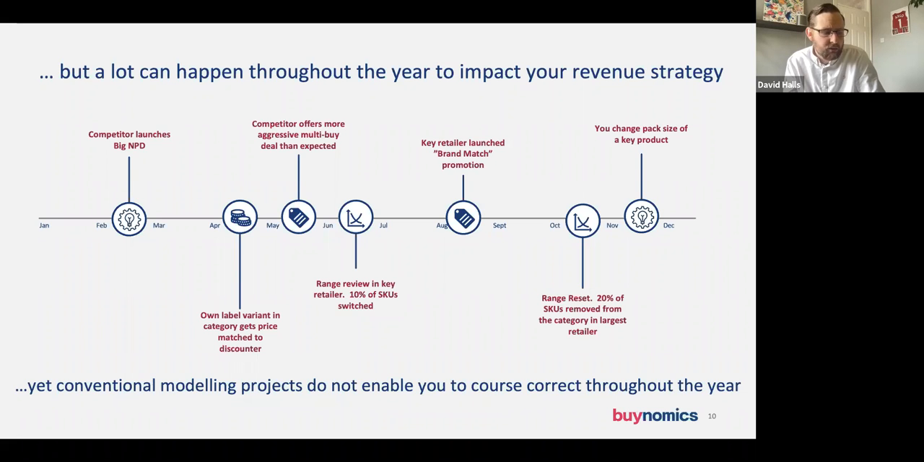One of the challenges we hear is that CPGs aren't able to course correct throughout the year like they want to be able to. I appreciate some of it is restricted by what retailers enable you to do, but we strongly recommend that you lead the charge on that, if it means the benefit is also towards the retailer as well.